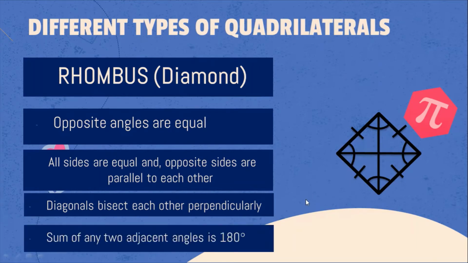Next one, the sum of two adjacent angles is 180 degrees. The sum of two consecutive angles is 180 degrees. The sum of these two angles is 180 degrees.